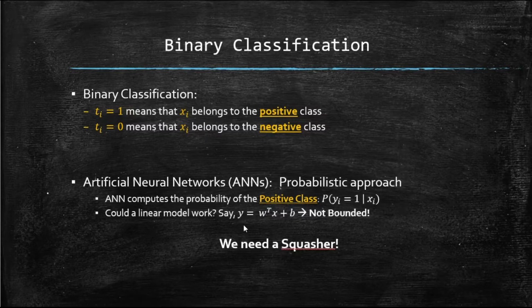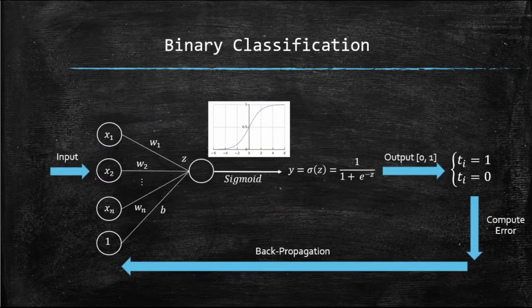So because of that, we need a squasher, some sort of function, some sort of transformation, that would take the output of your network. Before presenting it to you, it would pass it through this transformation, which would squash whatever value it has between 0 and 1. And then you can compare it to your ground truth, which is a number, either 0 or 1.